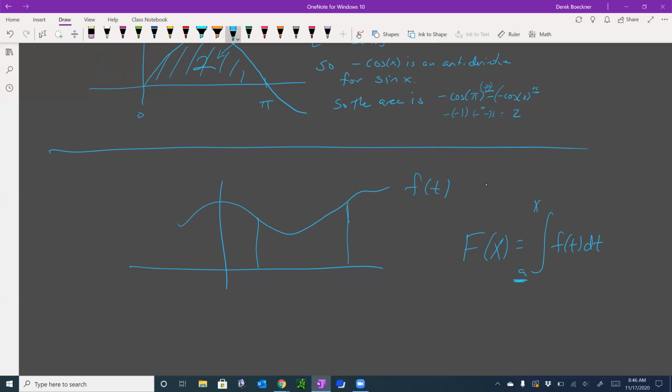Right. If I picked A1 here, I'd get this area. If I picked A2, I'd get this area. But as x changes, this constant, this difference, this area here would be the difference in the constants between these two things. Okay.